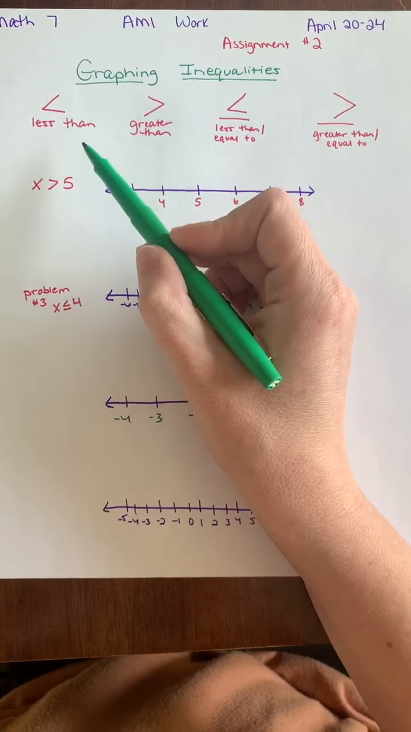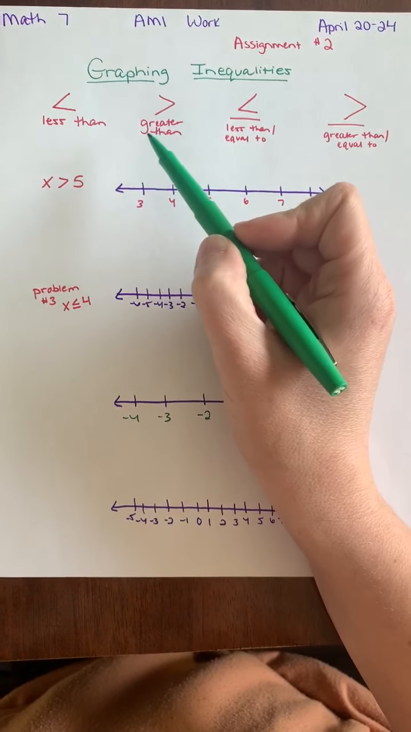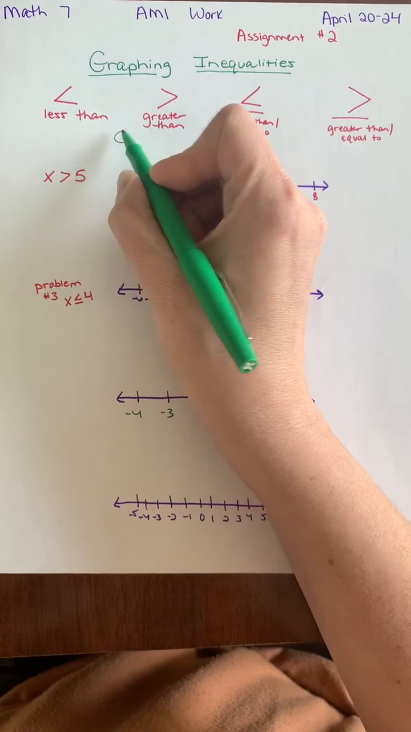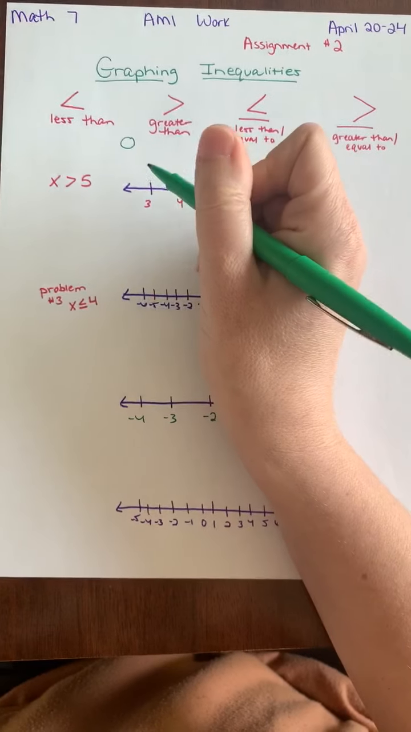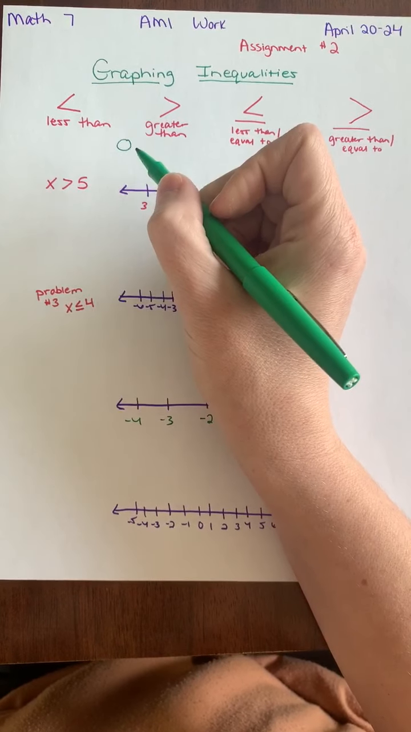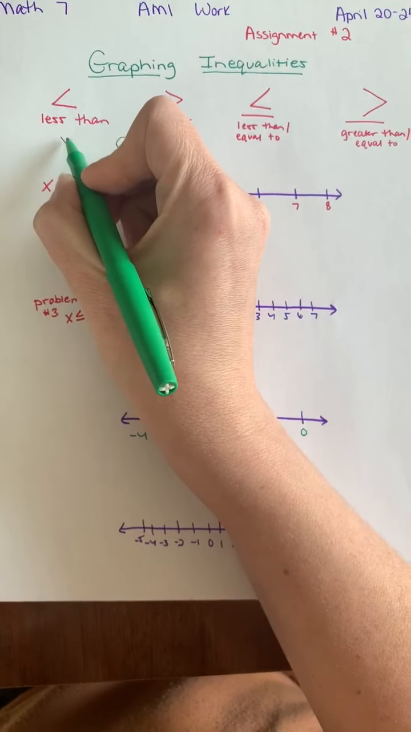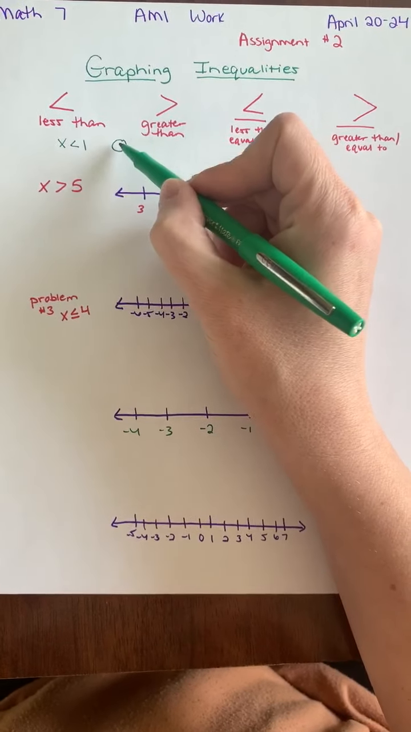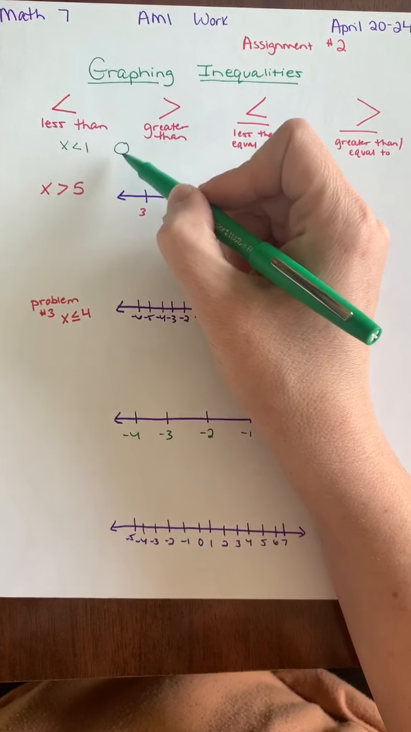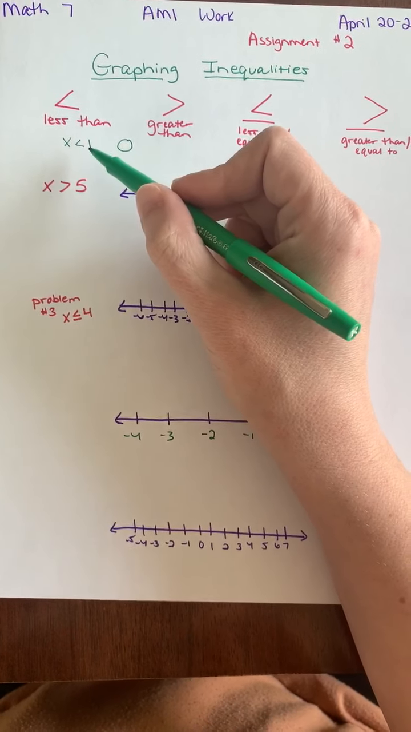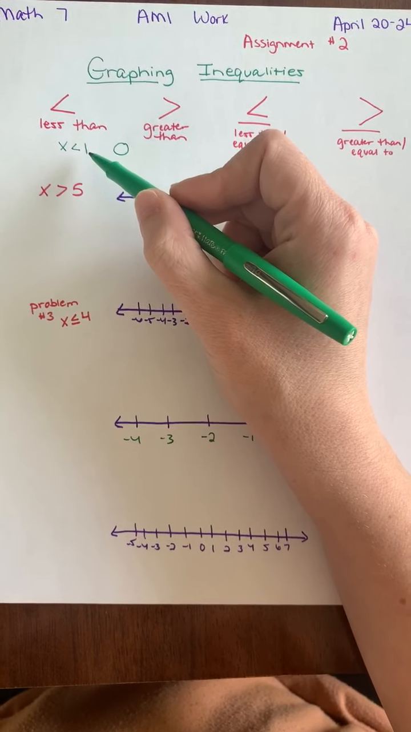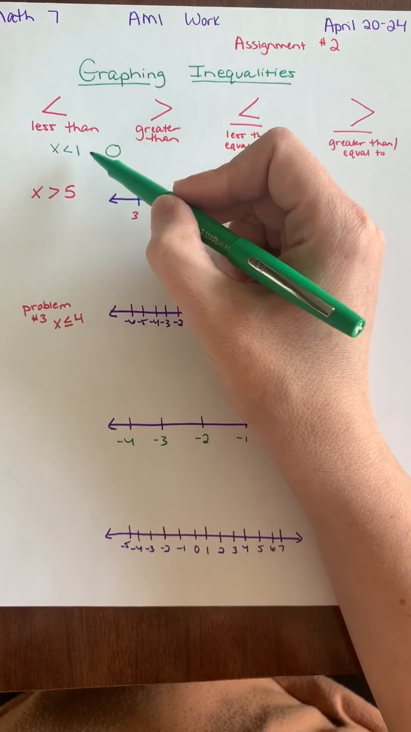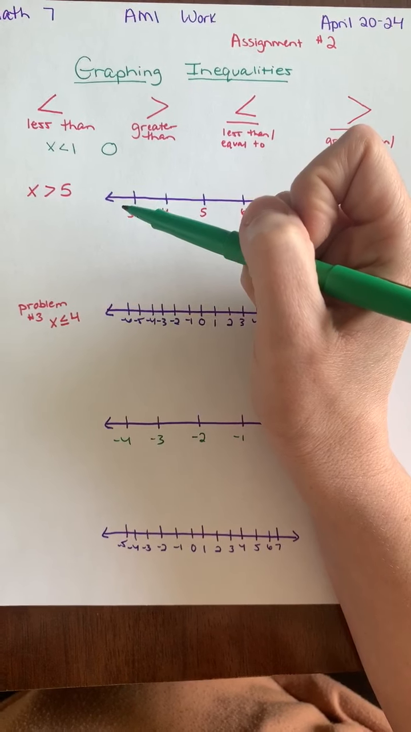So if we look at the first two, less than or greater than, these two graphs are going to have an open circle. With an open circle, whatever number we're talking about, so if we said that x is less than 1, and we had an open circle, that means that 1 would not be an answer. We couldn't put a 1 here and say that 1 is less than 1. So this 1 cannot be a solution.